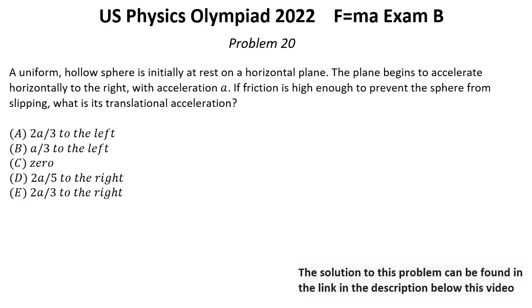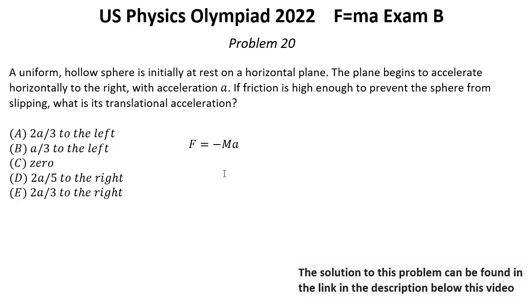Solution for problem number 20. It's easiest to begin by working in the non-inertial frame of reference of the plane. In this frame there is a fictitious force on the sphere directed to the left. This is negative ma, effectively acting at its center.